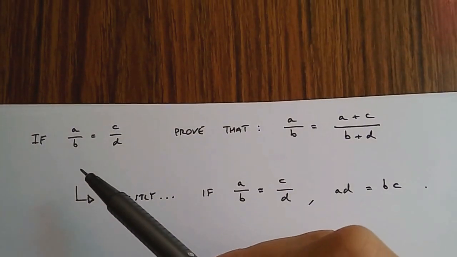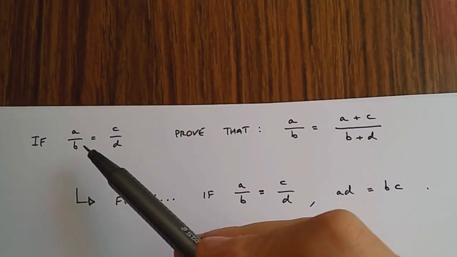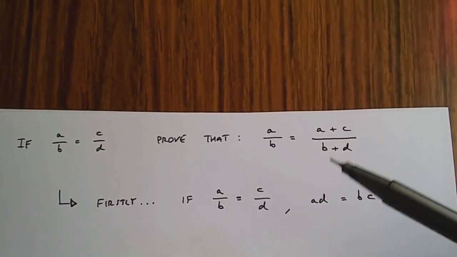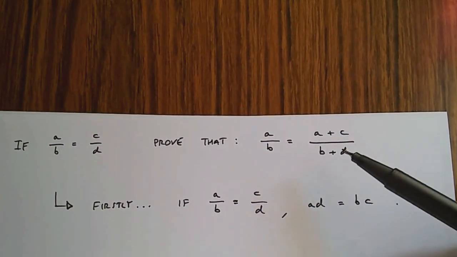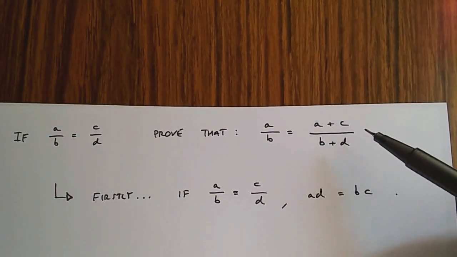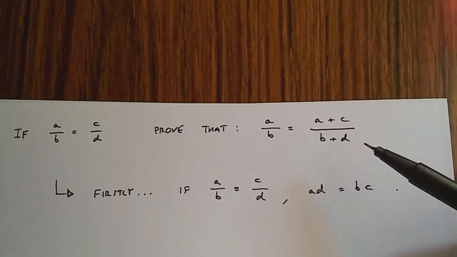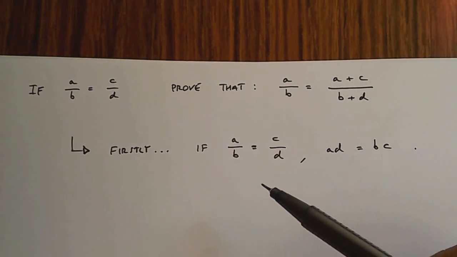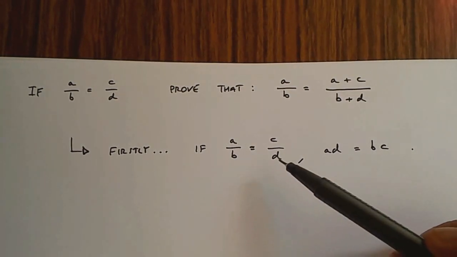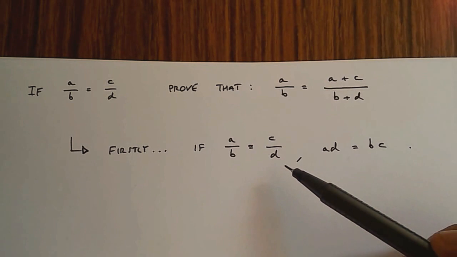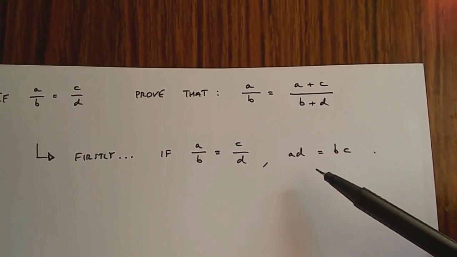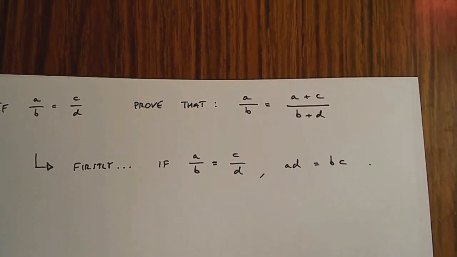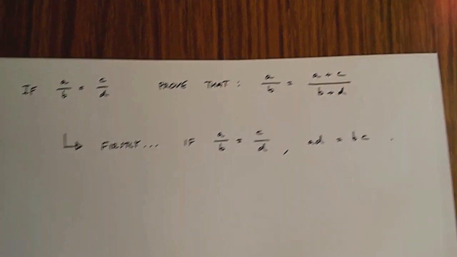In this video, I'm going to be proving to you that if A over B is equal to C over D, then A over B is equal to A plus C over B plus D. Now, to prove this, we need to know that if A over B is equal to C over D, then AD is equal to BC. The rest is just mathematical trickery.